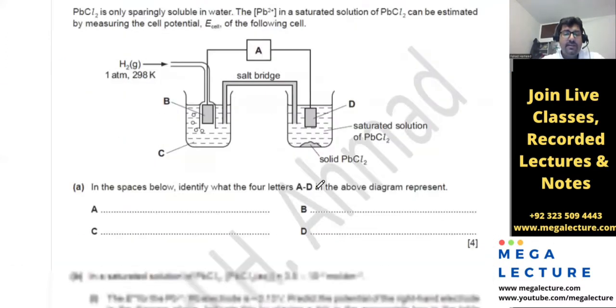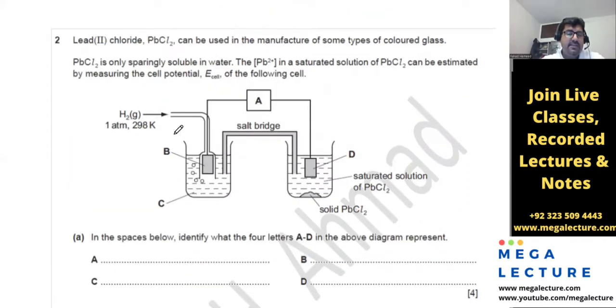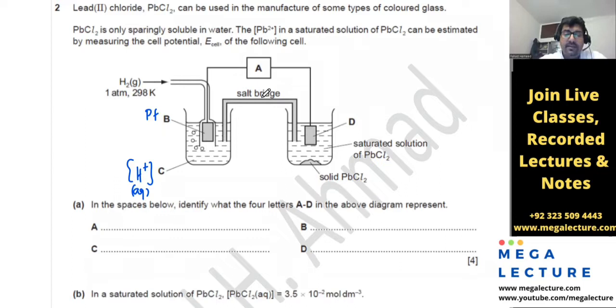Again, they're asking you to label this. Now, this is clearly a hydrogen electrode, so C would be hydrogen ions, and B would be made out of platinum. Remember this: when you have a gas, there's no metal involved. The electrode is then made from platinum. These are going to be your hydrogen ions, aqueous, 1 mole per dm cube. You mention 1 mole per dm cube. On the other side, you've got a lead electrode, so this would be made out of lead itself. So A would be a voltmeter, and you have a salt bridge.